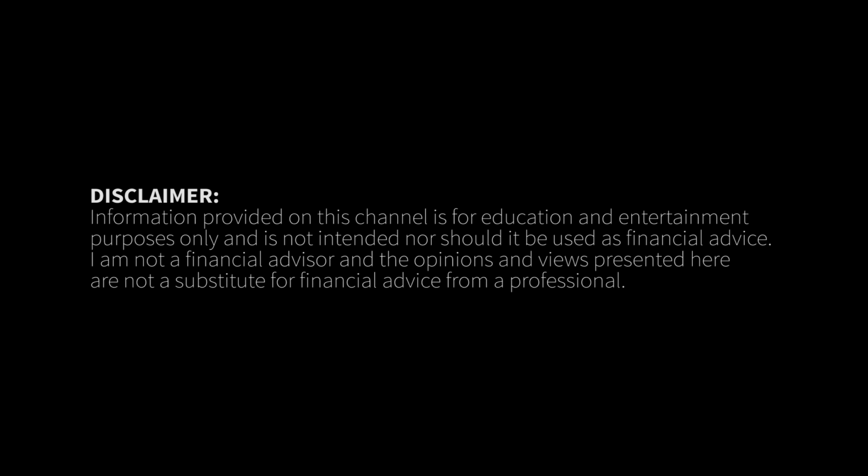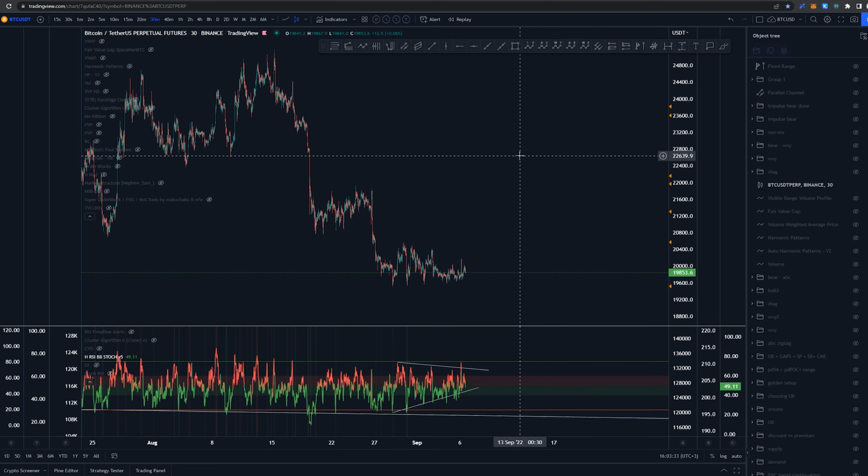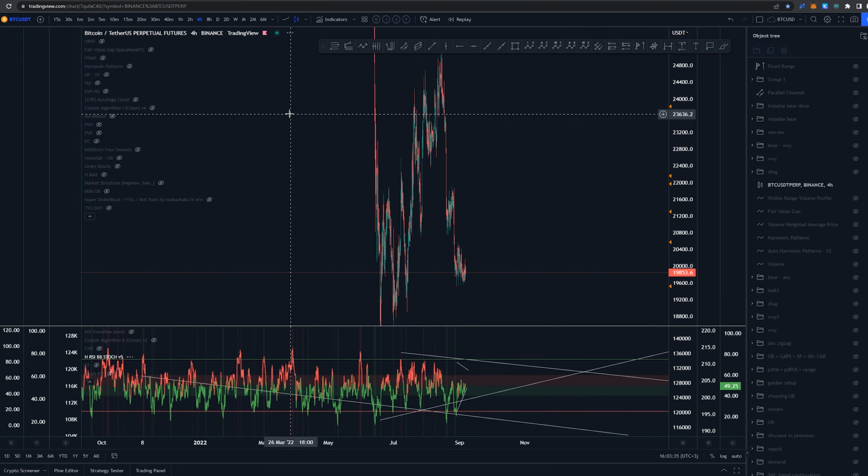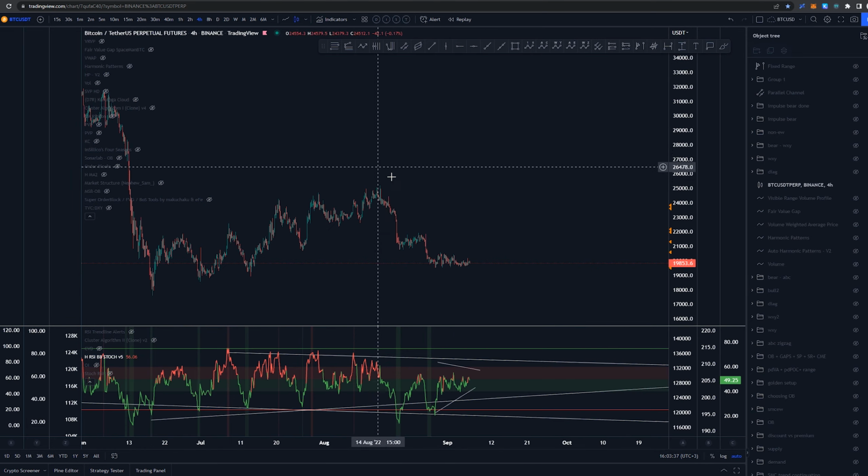I'll cover wave analysis with Elliott Wave theory and provide multiple scenarios price may take and explain why I prefer one count over another. Let's take a look at the different possibilities. Again, let's zoom out a bit since we haven't done that for a bit.